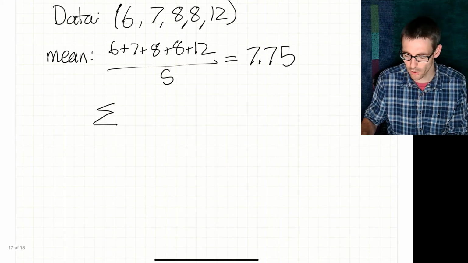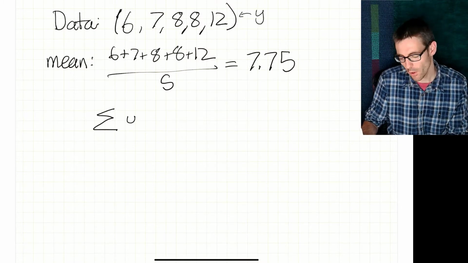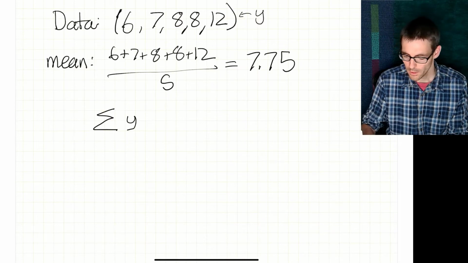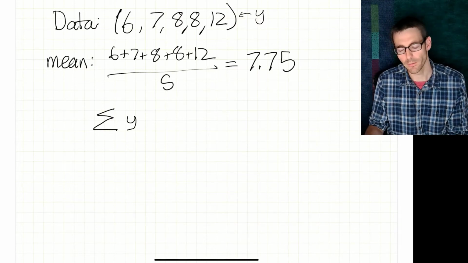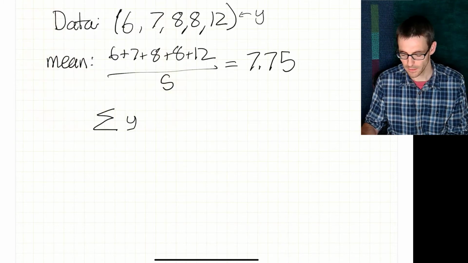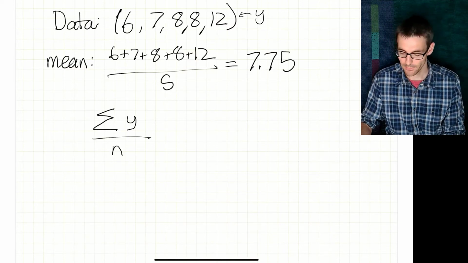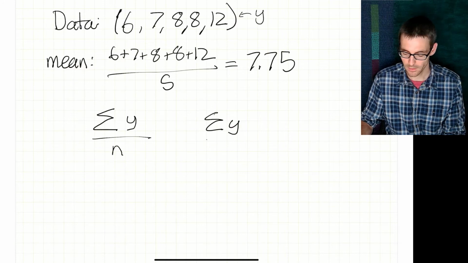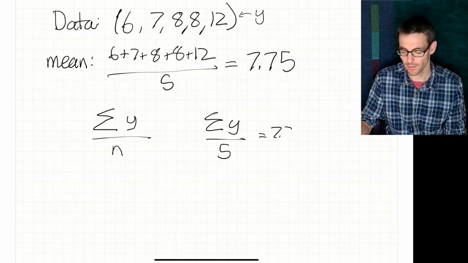So if these are y terms, then we can say that the sum of all of the y's is this 6 plus 7 plus 8 plus 8 plus 12. So then the sum, or the mean, is going to be the sum of all the y's over n, where in this case, the n is 5. So sum of y's over 5, in this case, equals 7.75.